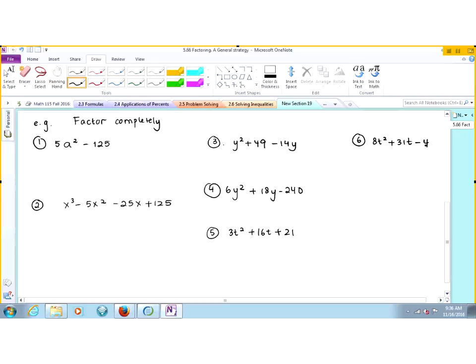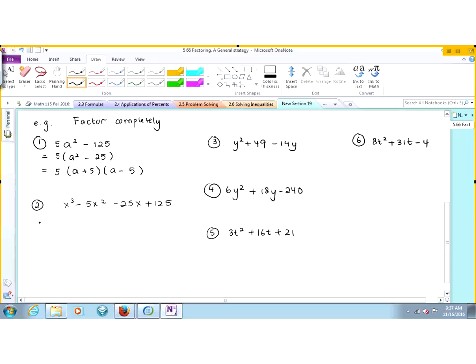Okay, so let's do it now. So number 1, what do we do? Factor out the 5, left with a squared minus 25. Can I factor a squared minus 25? Yes. What is it? A plus 5 times a minus 5. Yes, done. This is a binomial. Yes, you do, because otherwise you're changing the problem, right? You have to put the 5 in the front.